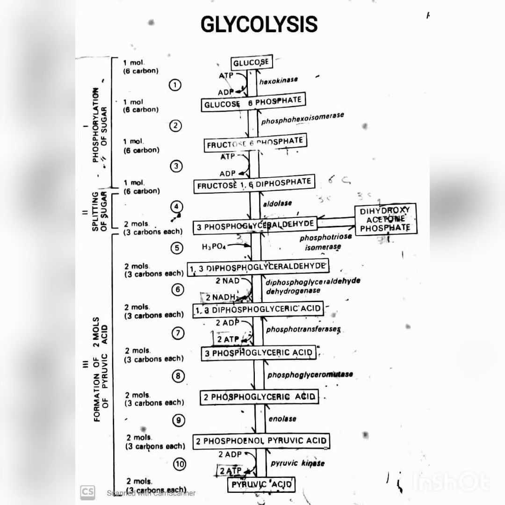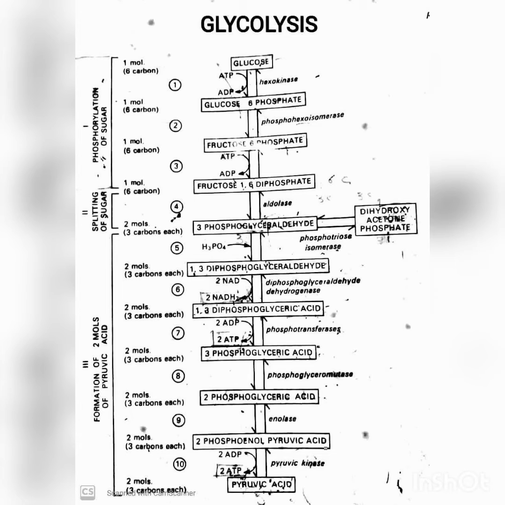The process of glycolysis is common for aerobic respiration and anaerobic respiration. Therefore, it is regarded as a fundamental step in respiratory breakdown of glucose. The sequence of reactions which convert glucose into pyruvic acid with the production of ATP is termed as glycolysis.